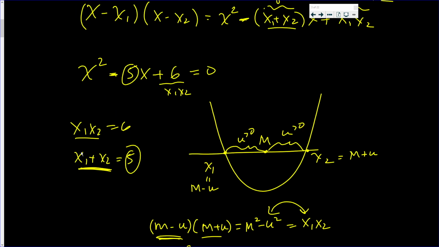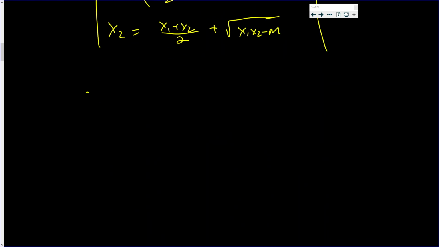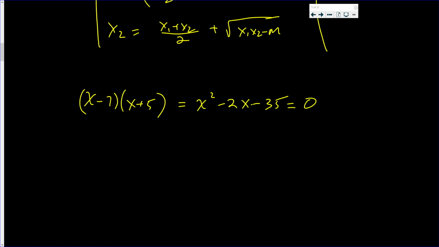So, let me do an example again. Suppose we had x minus 7 times x plus 5. This is x squared minus 2x minus 35. So, suppose we wanted to find the roots of this. When does it equal 0? And we don't know this. I mean, we know the answer is going to be 7 and negative 5.